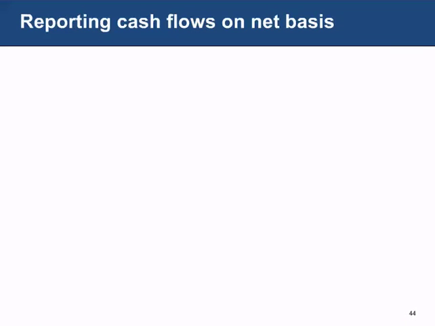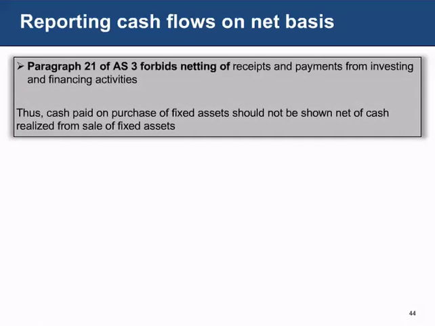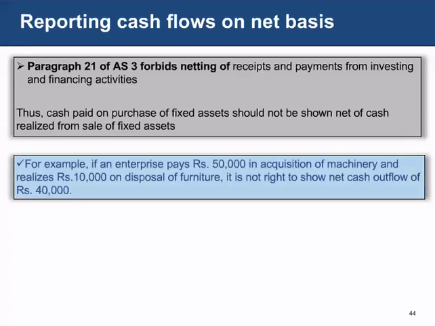So friends, paragraph 21 of AS 3 forbids netting of receipts and payments from investing and financing activities. Thus, cash paid on purchase of fixed assets should not be shown net of cash realized from sale of fixed assets, and these two should be shown as separate items in your cash flows from investing activities. For example, if an enterprise pays rupees 50,000 in acquisition of machinery and realizes rupees 10,000 on disposal of furniture, it is not right to show a net cash outflow of rupees 40,000, which is net of 50,000 minus 10,000.